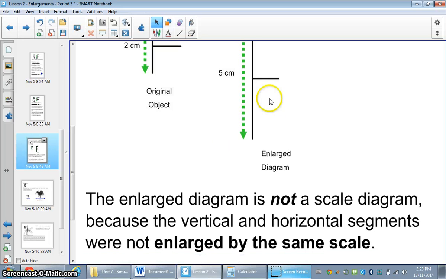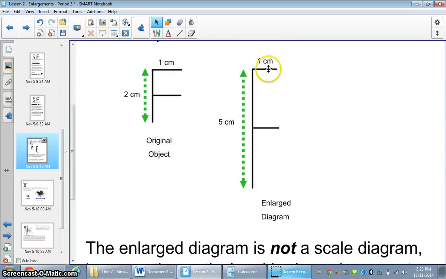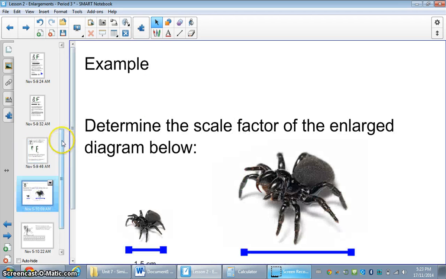So this enlargement is not a scale diagram because the vertical and horizontal segments were not enlarged by the same scale. So we would say that the enlarged F is not proportional to the original F, right? These were not enlarged in the same way that this one was. So it's not proportional, it's not a scale diagram. Here's a couple of examples.